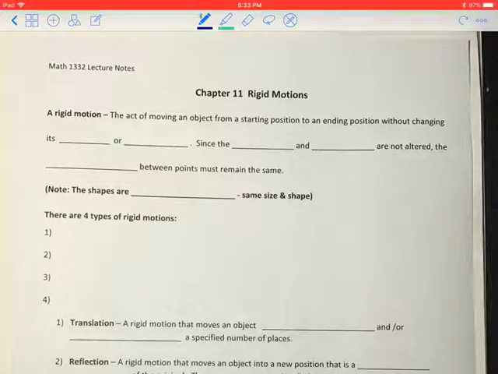Okay, so we're starting a new chapter, chapter 11, and we're going to look at what are called rigid motions. Sometimes you'll hear these called transformations. Okay, so we're looking at moving an object from a starting position to an ending position without changing its size or shape.